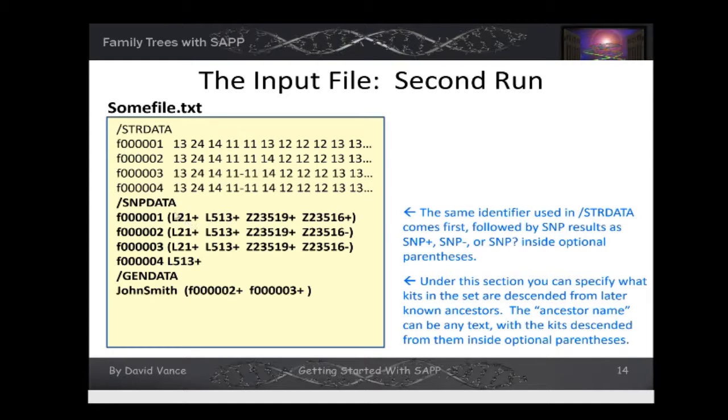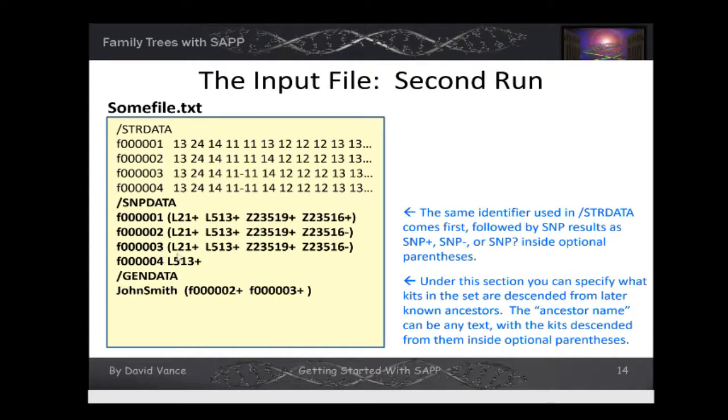And I enter any of the SNP information that I think is relevant to determining branches for these individual kits. So in this case, the first 3 I've said are going to be positive for L21, L513. They're all positive for Z23519. And the first one is positive for Z23516, and the other 2 are going to be negative for that marker.